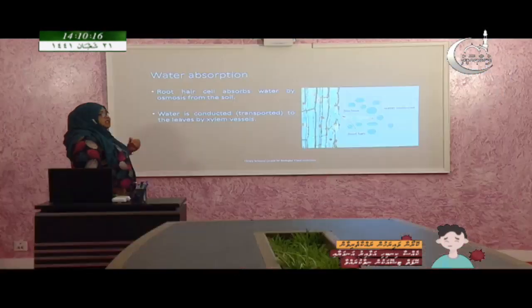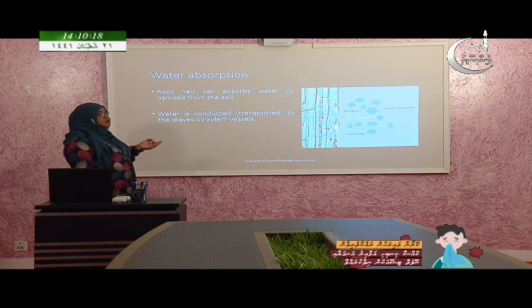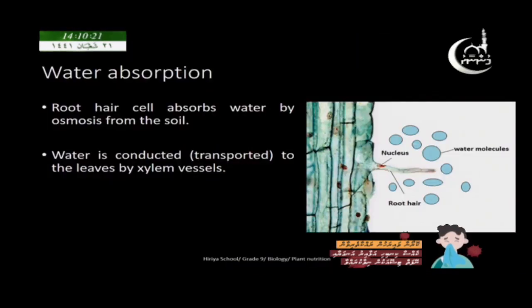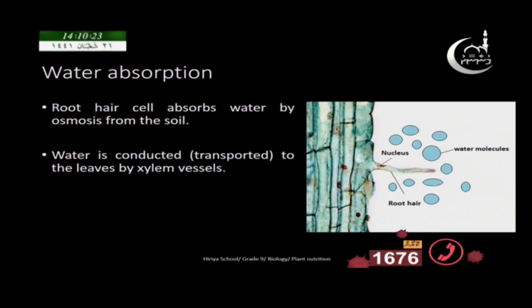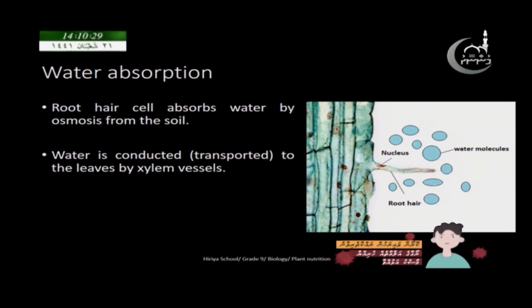The next raw material we need in the equation is water. How does water enter the plant? Water enters from the soil through the root hair cells. Root hair cells are long and tubular, so they can penetrate into the soil particles.